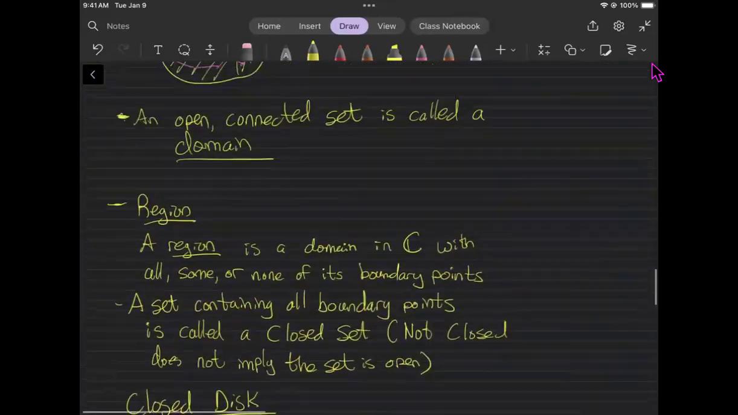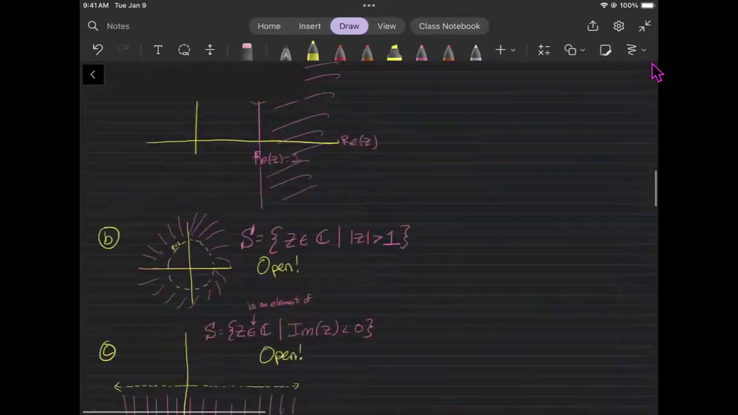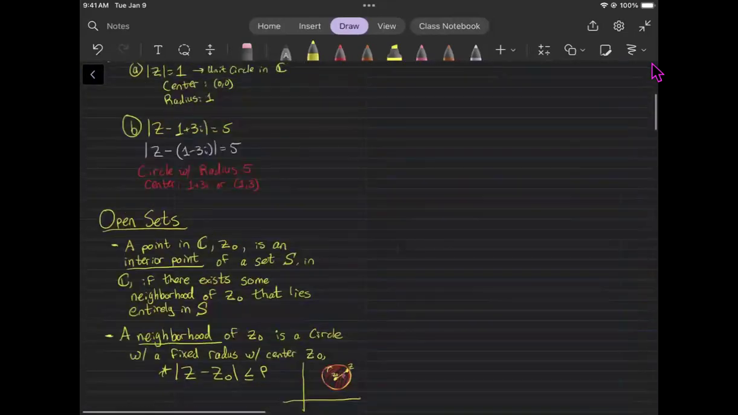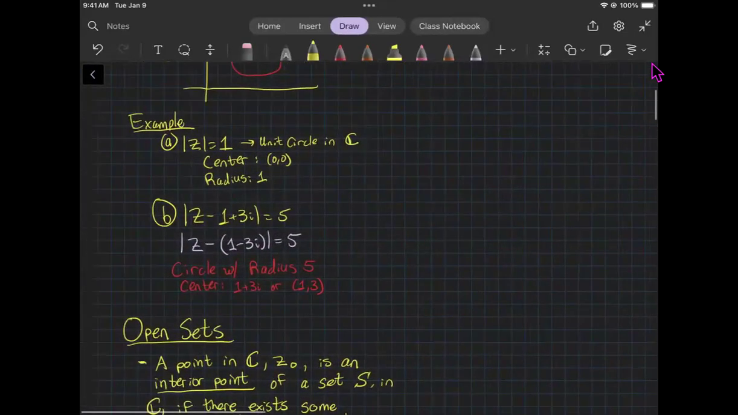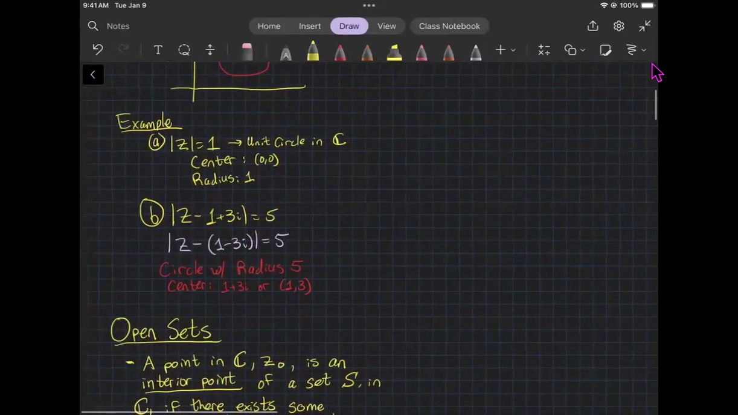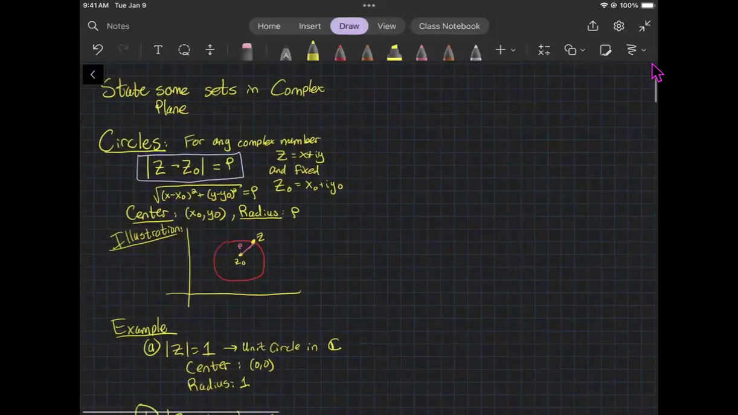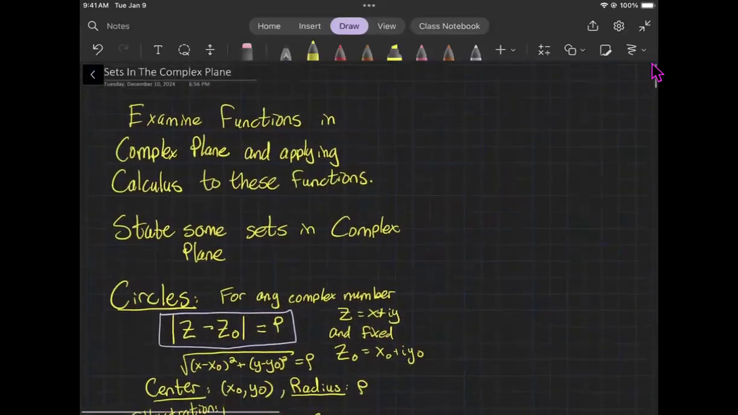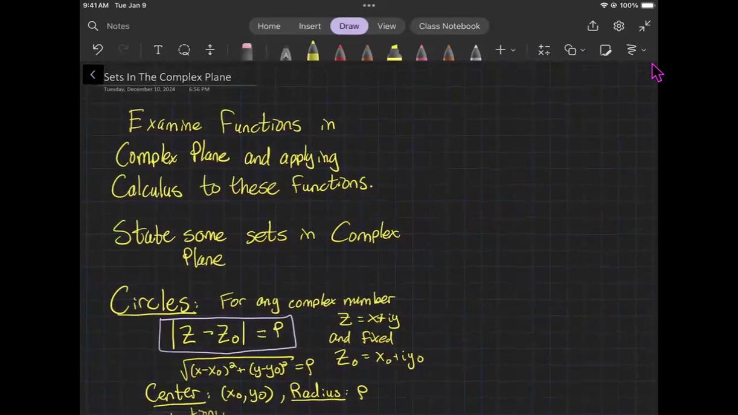So we're going to be looking at different variations of sets in the complex plane, because these will be very important when we are doing calculus in the complex plane. So it's good to note about what an open set is, what a closed set is, what a bounded set is, right? All those types of topology in the complex plane.